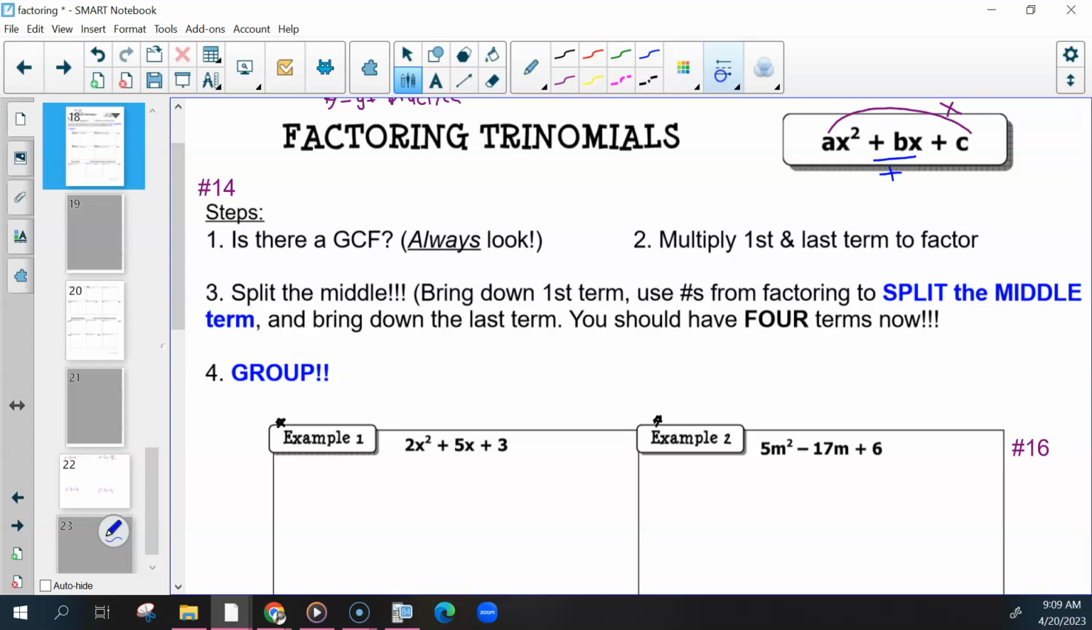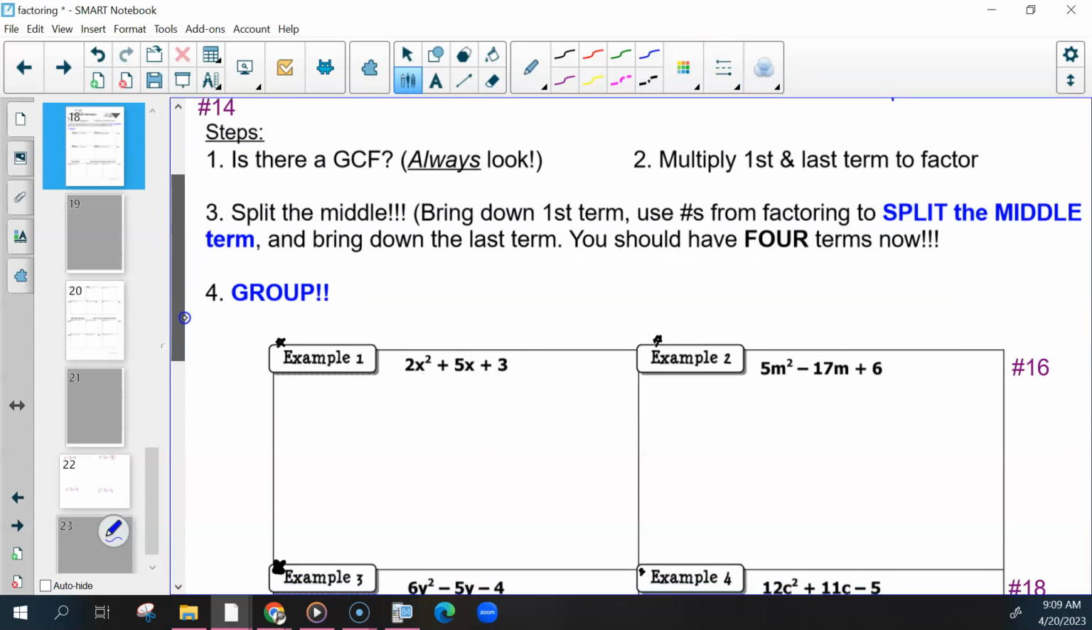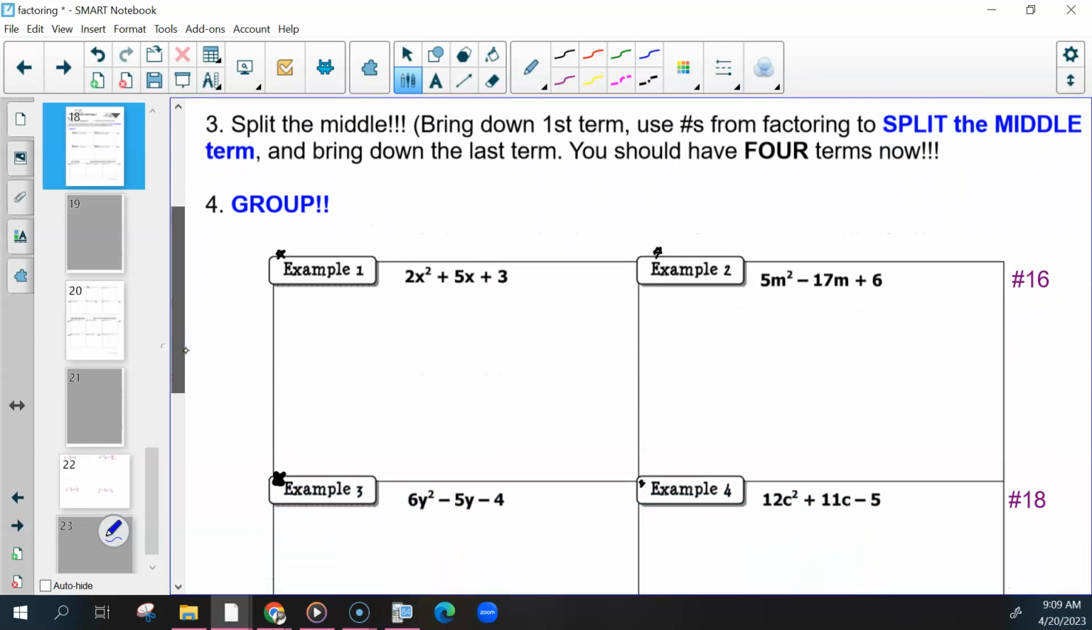Then we're going to take the 2 numbers and rewrite the 3 terms into 4 terms. So we're going to split the middle into those 2 new terms. And then we're going to do grouping to get our final answers. So it's a lot. So let's try some examples. You may need more space than what's on the box, so feel free to grab extra paper. So first, does this have a GCF? No, other than 1. So if it doesn't have one, the GCF is always 1.